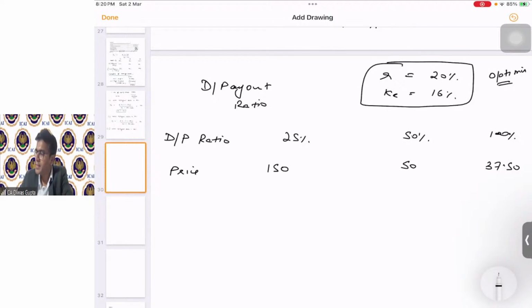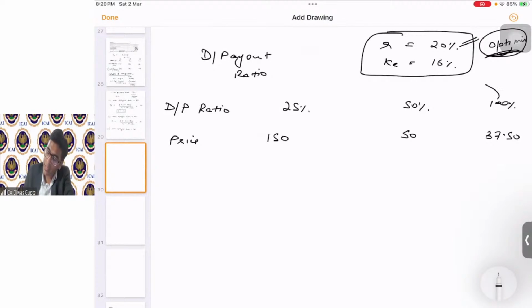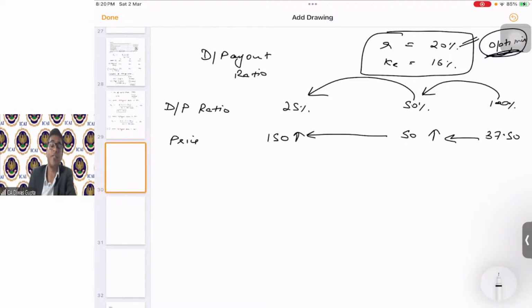Yes, Chetlapalli is saying 0. Sane is also saying 0. Correct, because in this case, I would want all the funds to be invested at the rate of 20% because my expectation as a shareholder is only 16%. So my optimum dividend payout ratio will be 0. That is what the theory says. And at this optimum dividend payout ratio of 0%, the price should be highest. So if I reduce my dividend payout ratio, my price is actually increasing. At 25%, it is 150.